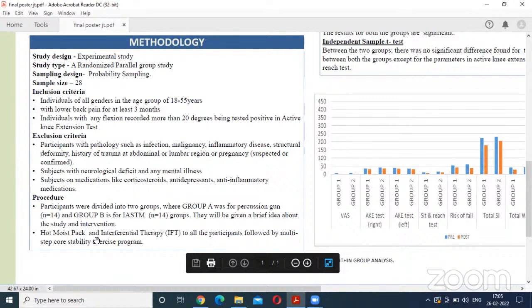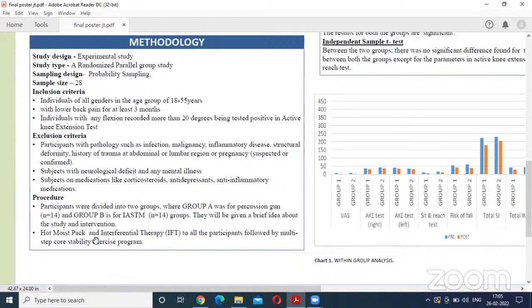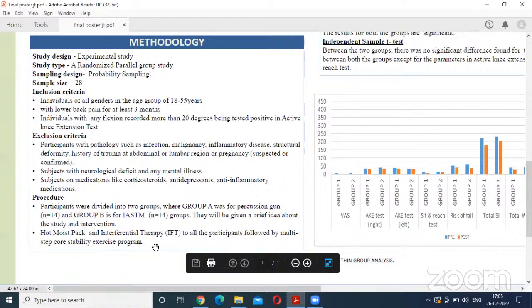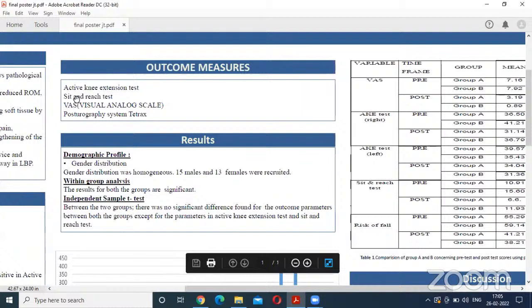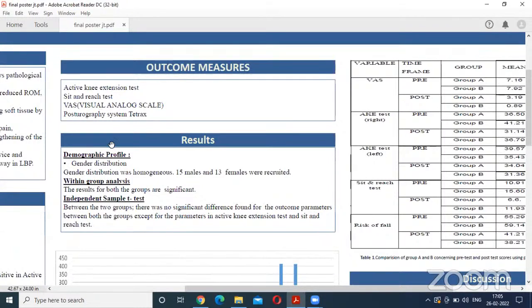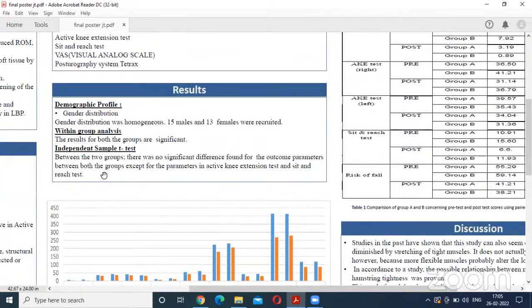Procedure: the participants were divided into two groups, group A for the percussion gun, and group B for the ISTM. Hot pack, HMP and interferential therapy were given to all participants, followed by a multi-core stability exercise program. The outcome measures used were the active knee extension test, sit and reach test, visual analog scale, and the posturography system Tetrax.